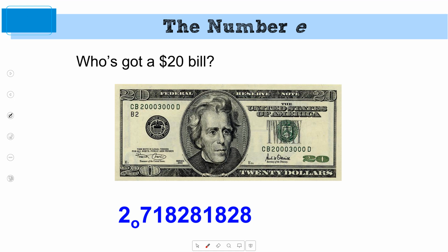Hold on, I have to do some more counting. Now, if I take this $20 bill, oh, you might have to go to the bank and get a new one.